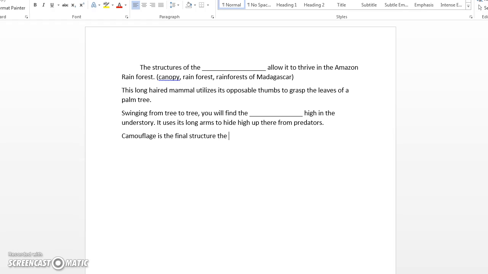Camouflage is the final structure that helps the blah, blah, blah survive in the rainforest. Okay? So the blah, blah, blah, use a word reference, blends in with the leafy green trees to hide from predators. Or it could be to hide from prey, right? If you're doing like a dark animal, like a panther, that is up at night, but camouflage is the final structure that helps the panther survive in the rainforest. This predator blends in with the dark night to sneak up on prey. You could do something like that. Press pause and write your next sentence, please.